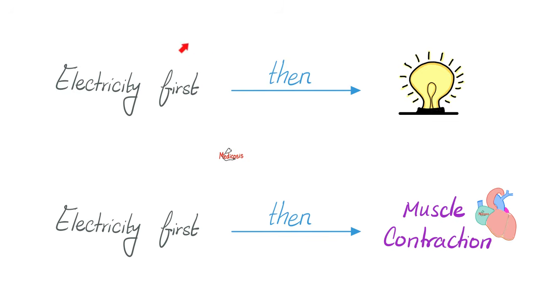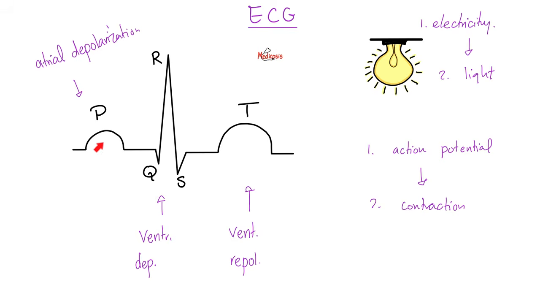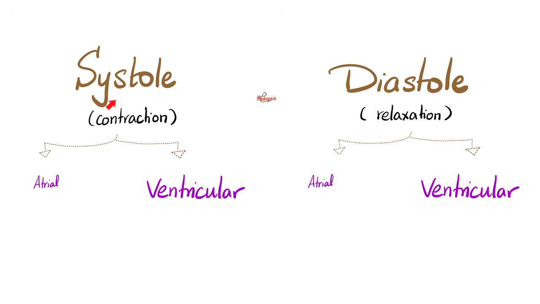Which one happens first, electricity or muscle contraction? Electricity first. Which means the P wave happens first, then the atrium contracts. The QRS wave, electricity, happens first, then the ventricle contracts. The T wave happens first, then the ventricle relaxes. Who contracts? Well, the atrium can contract and the ventricle can contract. But when we say systole in general, most of the time we're referring to the ventricle. If I want to refer to atrium, I will say atrial systole. But if I just say systole, I mean ventricular.